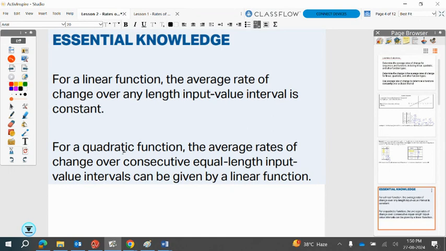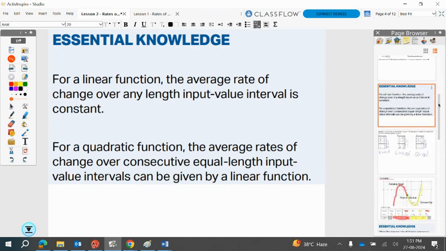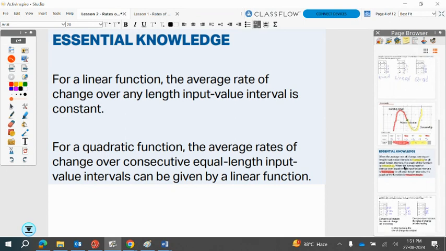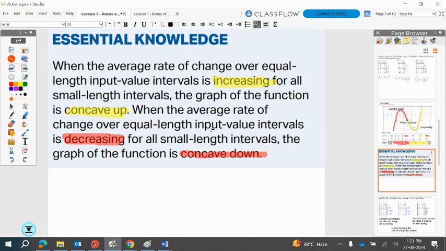So a quadratic function can either be concave up or concave down. It doesn't change concavity because it doesn't have an inflection point ever. Lastly, our essential knowledge about concavity: when the average rate of change over an equal length input value interval is increasing for all small intervals, the graph of the function is concave up. So increasing up, decreasing down. Let's have a go at some exam style questions.